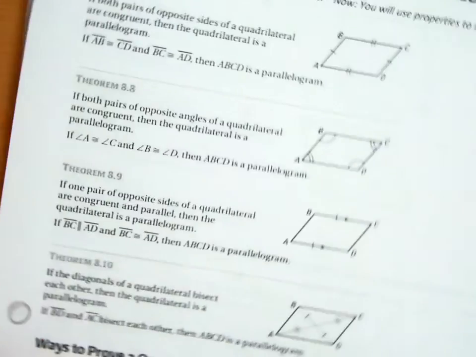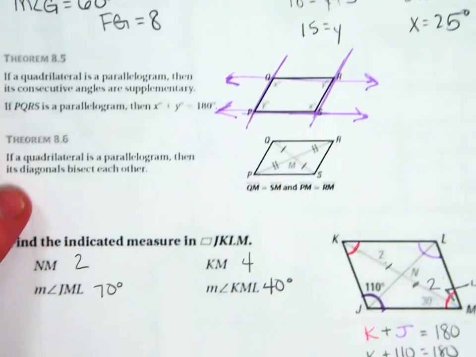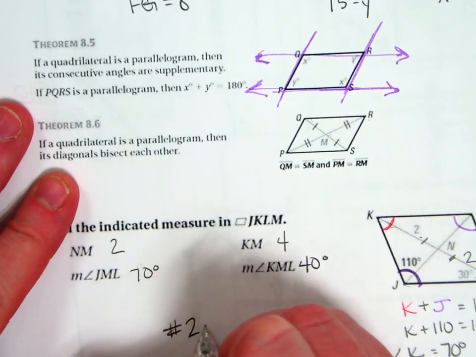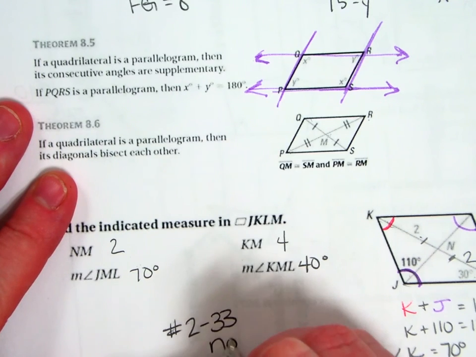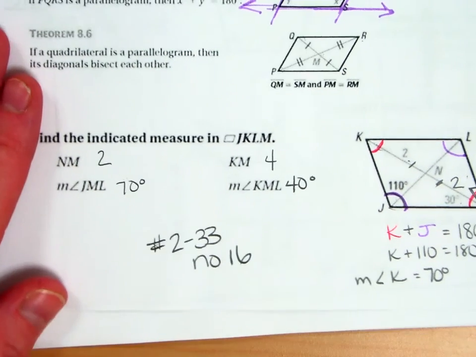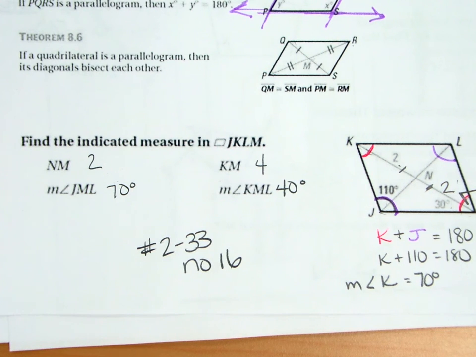So homework for this section is going to be, if I recall, I do not know the page number, but it is going to be numbers 2 through 33, no 16. Do not know the page number off the top of my head. If you have questions, please let me know.